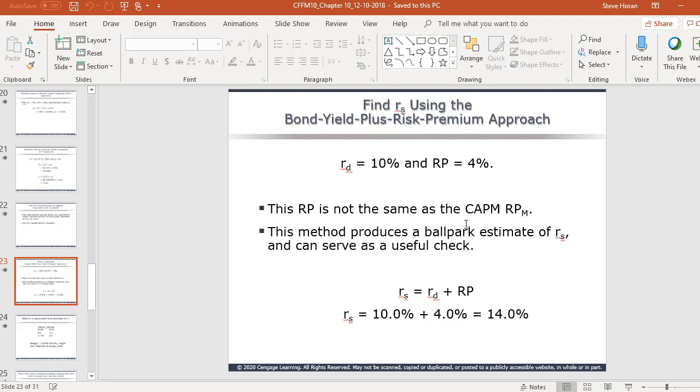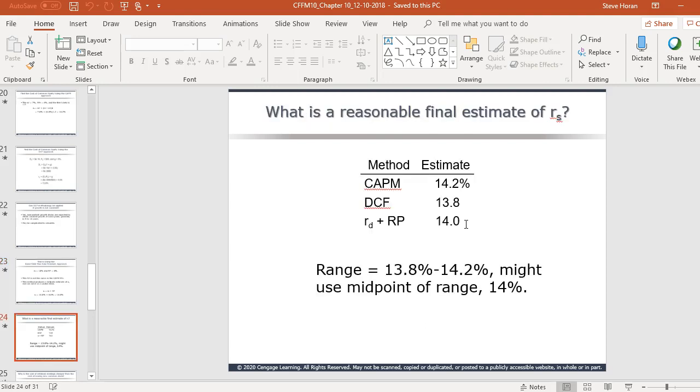And we're just saying, kind of arbitrarily, that we believe our bond yield plus risk premium is 4. So 10 plus 4 is 14. So it's very much a ballpark, close-counts kind of calculation. That's very okay. But that gets us right in the middle of our range here of 14.2, 13.8, and 14. And I can average these three out, and I would get 14. So if I added these three divided by 3, I get 14%. Or just choose the midpoint, which is kind of what they say down here.